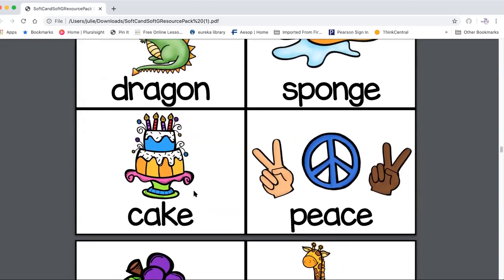Cake. Ache. That A is not an E, I, or Y, so I know the C is going to say K. And here we have peace. Look at the letter after the C. After the C is an E, so that's going to make the C say S.